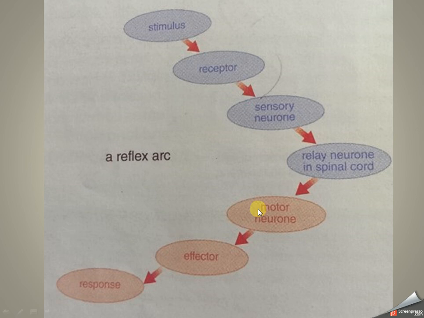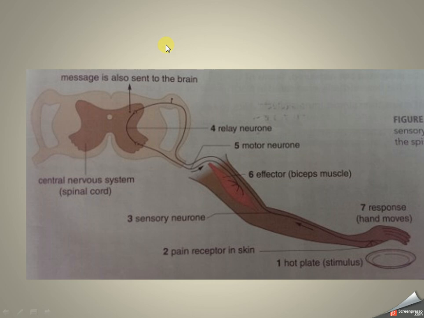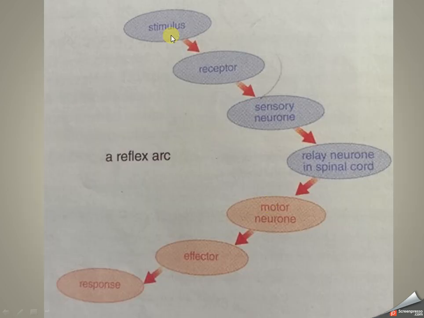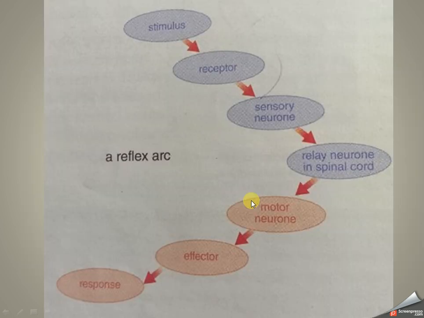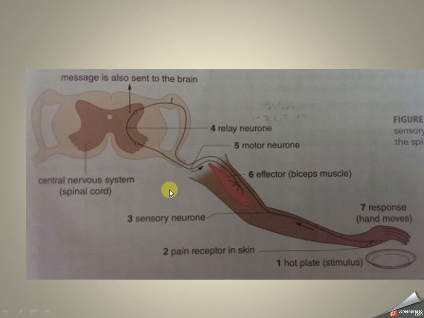Now, a diagram form of this is this one. This basically summarizes this over here, but you have to know, in the exam they may give you this, but they may take out some of these and ask you to fill in the blanks. So it starts off from a stimulus, which was the hot plate. Then it might go to receptor, which is pain receptors in the skin. Then it will go to the sensory neuron, which is this neuron right here. Then it will go to the relay neuron, which is right here in the spinal cord.